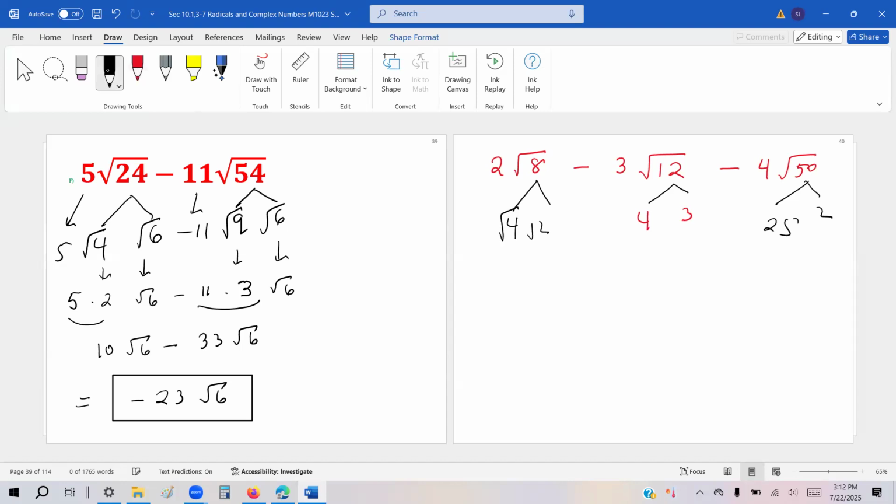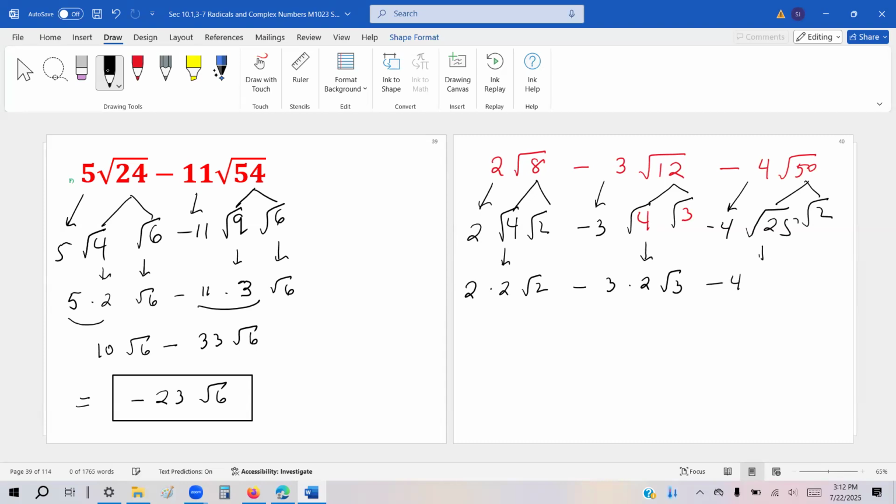Square root of 4, square root of 2, square root of 4, square root of 3, square root of 25, square root of 2. We bring down this 2, we bring down this negative 3, we bring down this negative 4. So two of them have the same inside, but the other one doesn't. Well, it doesn't matter. Let's see what we do. This gives us 2 square root of 2. This gives us 2 square root of 3. This gives us, what is square root of 25? 5 square root of 2.